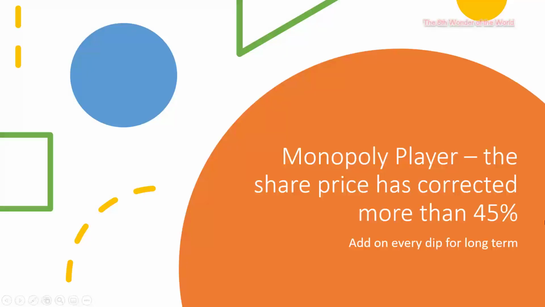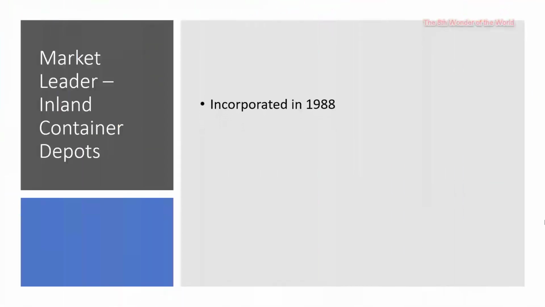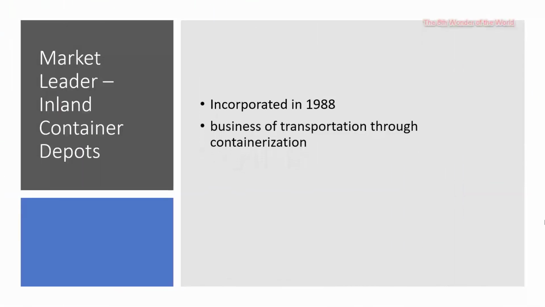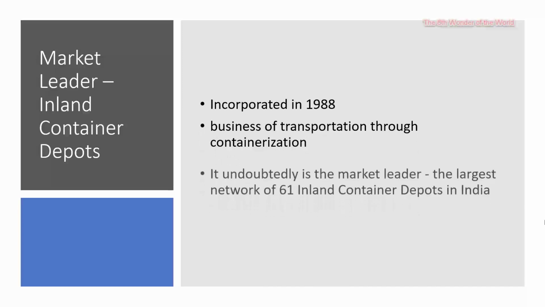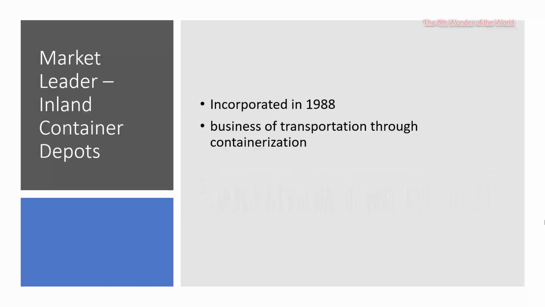The company was incorporated in 1988. The company is engaged in the business of transportation through containerization. Over the years, the company has diversified into several container logistic activities such as container port, air cargo complex, air freight station, warehousing, logistic park, supply chain management, etc.